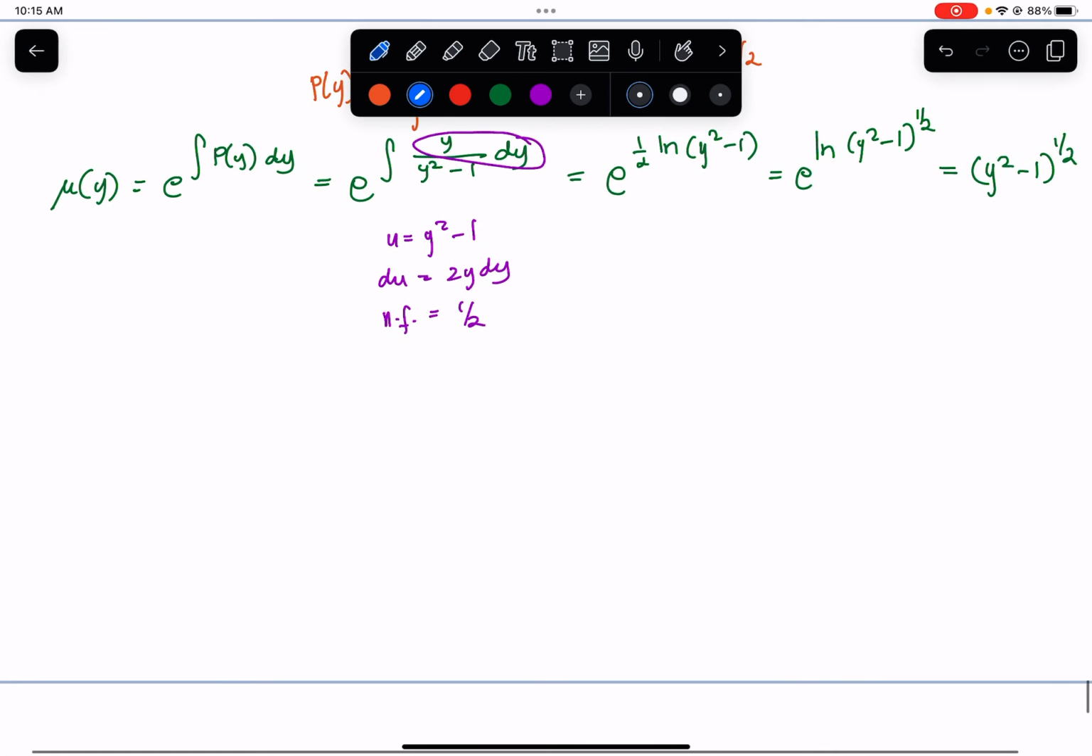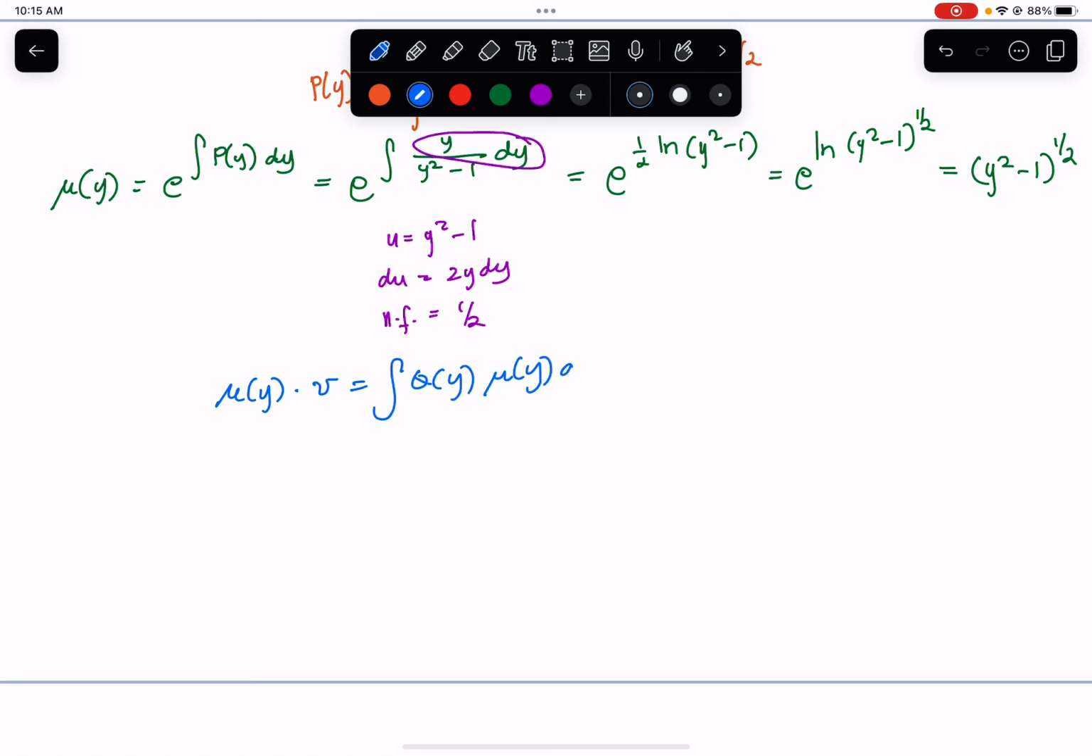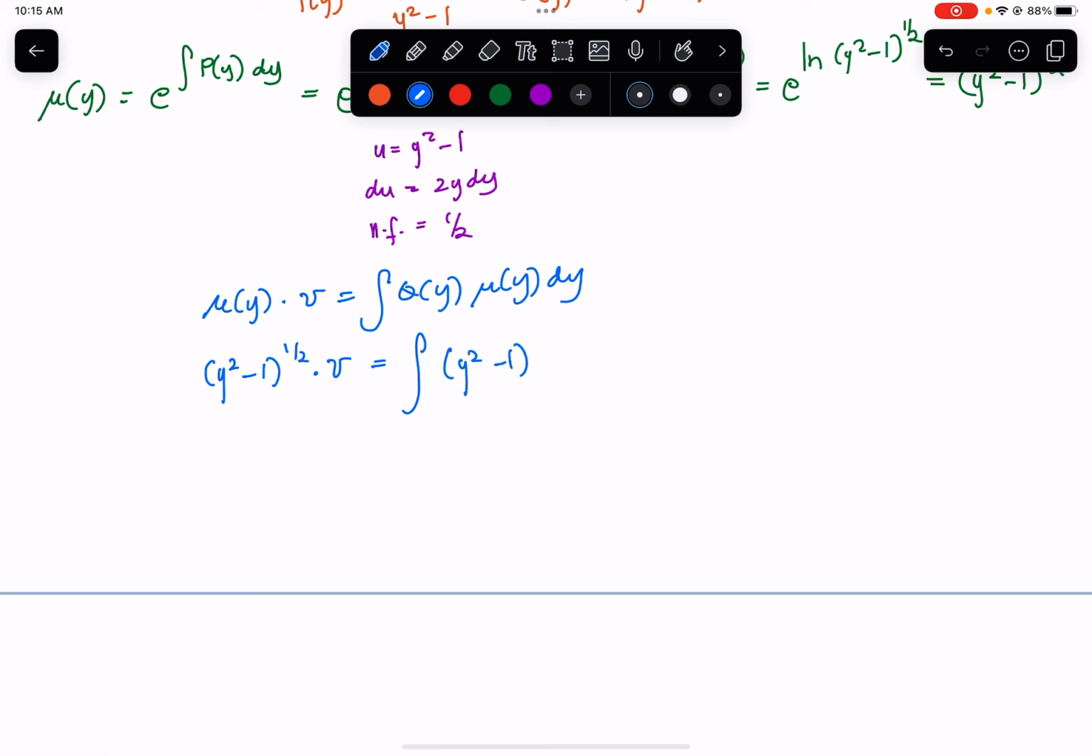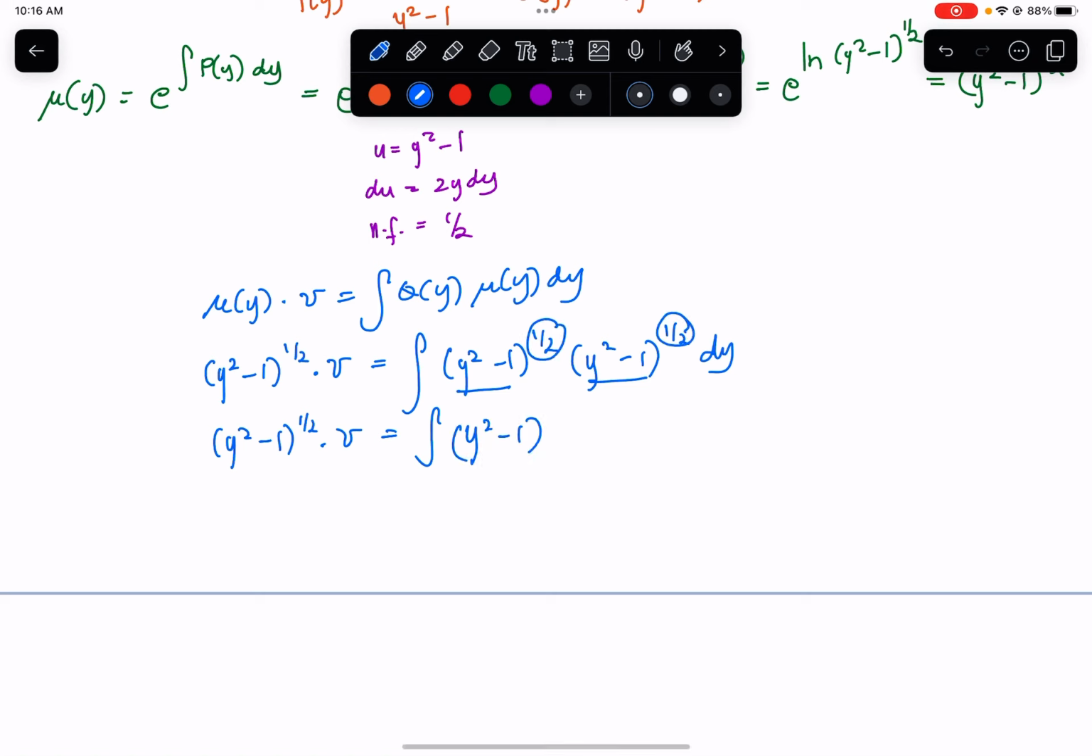Then going to our equation, mu of y times v equals the integral of q of y times mu of y dy. So our mu of y is y squared minus 1 raised to 1 half times v. Q of y is still y squared minus 1 raised to 1 half, the same thing as mu of y, times dy. So we have the same base, y squared minus 1, and then we add the exponents, 1 half plus 1 half, that would just be 1.